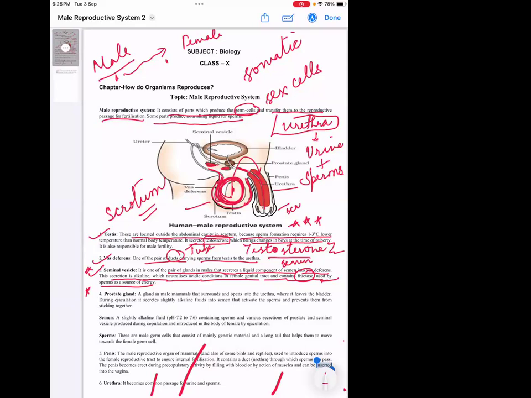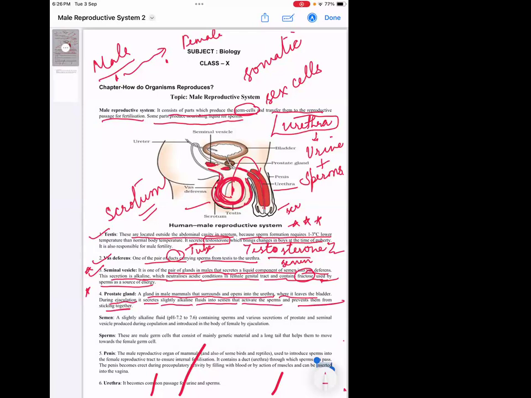They will be producing the semen, and they will be producing it in the vas deferens, and they are alkaline in nature, and they are acting as a source of energy. Then the prostate gland, in mammals, surrounds and opens into the urethra, where it leaves the bladder. During ejaculation, it secretes slightly alkaline fluids into semen that activate the sperm and prevent them from sticking together.